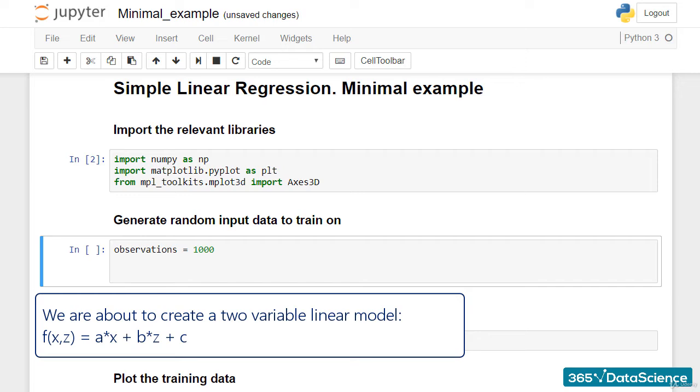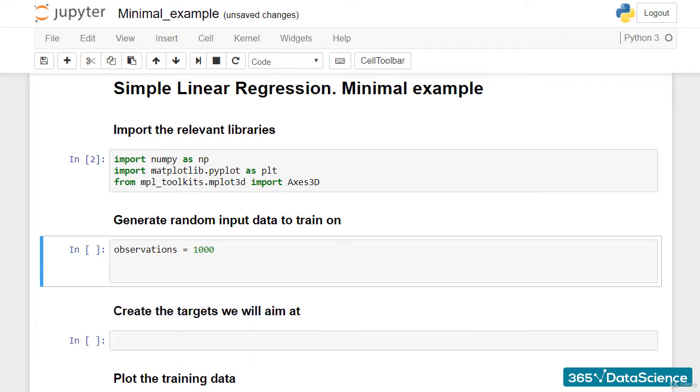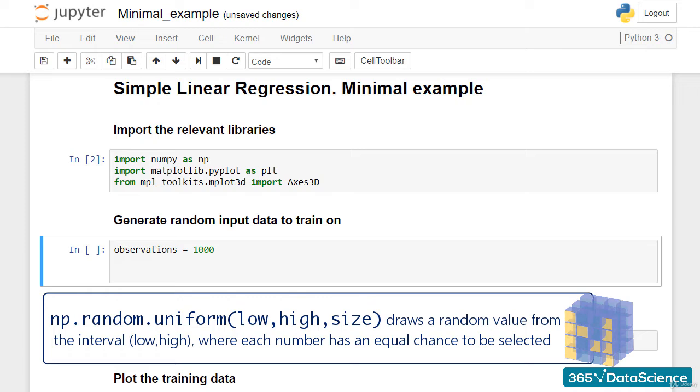Alright, we are about to create a two-variable linear model, and the two variables will be called x and z. Let's work on the inputs. We will use the numpy method random.uniform. It draws a random value from a specified interval, where each number has an equal chance of being selected. This method requires three arguments: the lowest point of the interval, the highest point of the interval, and size. The size is actually the shape in which we want to generate the data. Let's choose an interval from -10 to 10. It doesn't matter. Once again, you can play around with these numbers for homework.